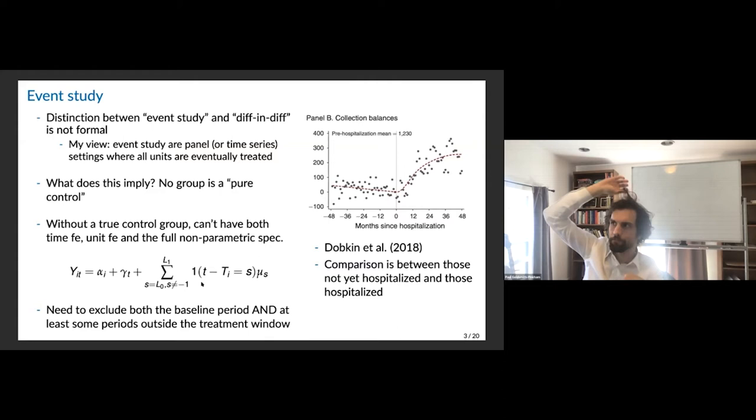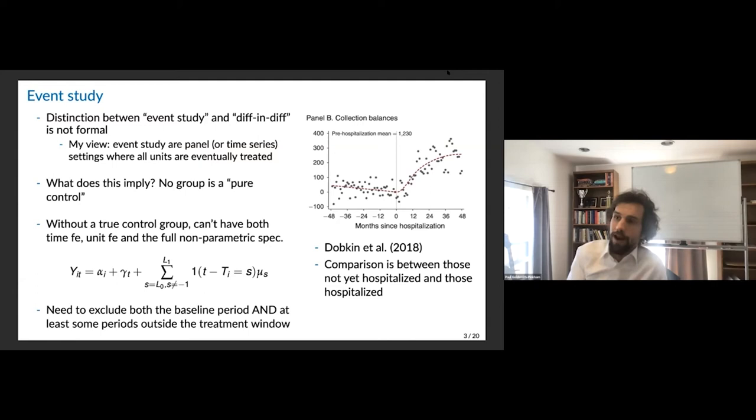There are a number of things going on in the background, but let's focus on the dots. They have monthly data, where they are estimating the effect, relative to some base period, on collection balances before and after hospitalization. So there's an event window, there's an event that had happened, and then they're estimating relative effects.